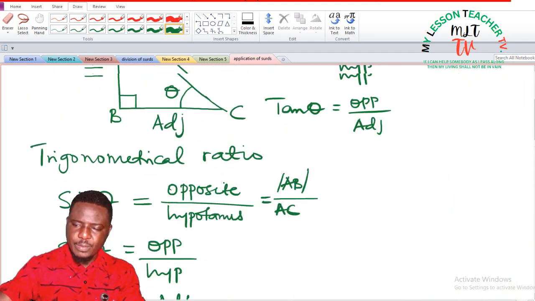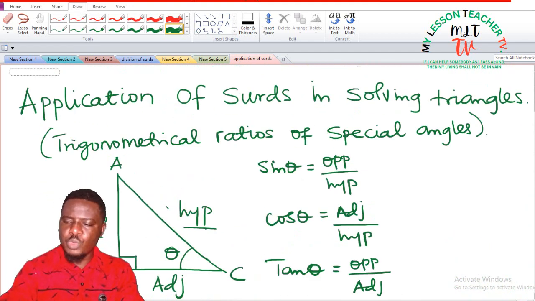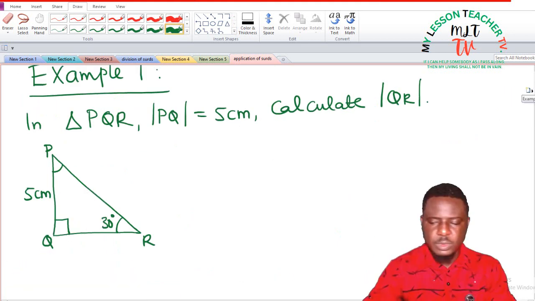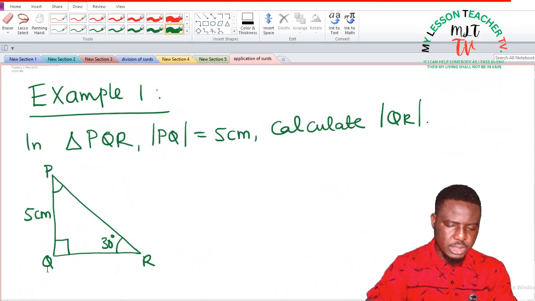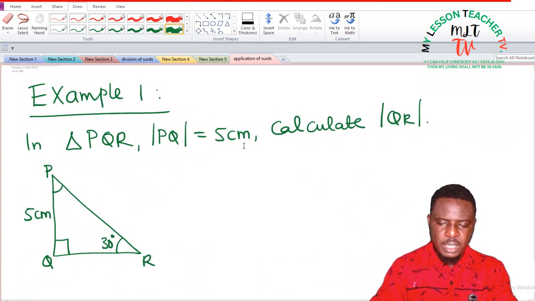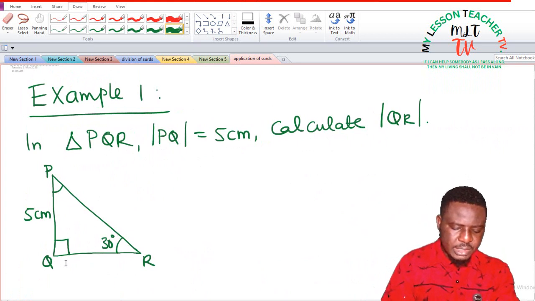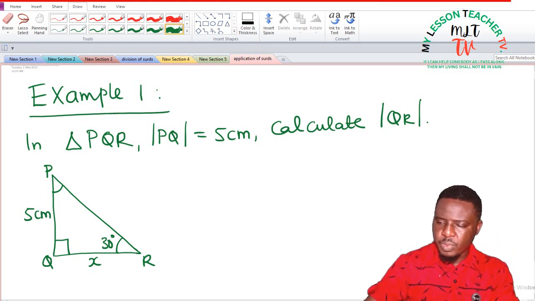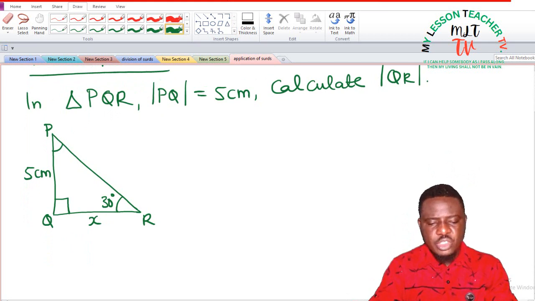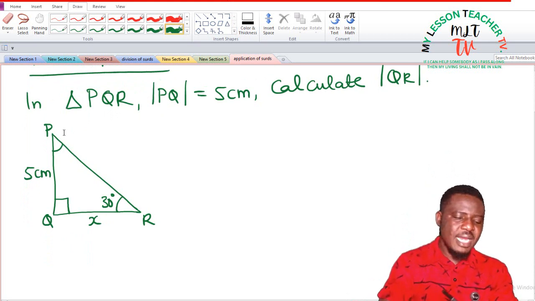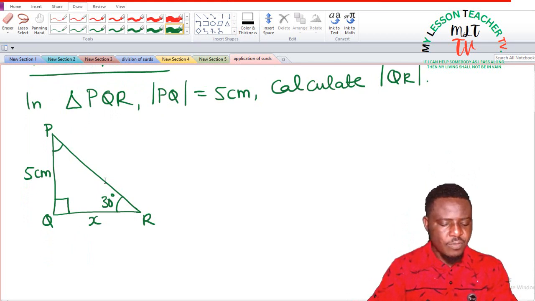So we shall be using these trig ratios in solving triangles. So we shall take an example now. Example 1 says, in triangle PQR, side PQ, which is this, is given to be 5 centimeters. We are asked to calculate side QR. Side QR is this side. Let's call it X. So we are to find side QR. With the knowledge of trigonometrical ratios, we can then apply this in solving for X.